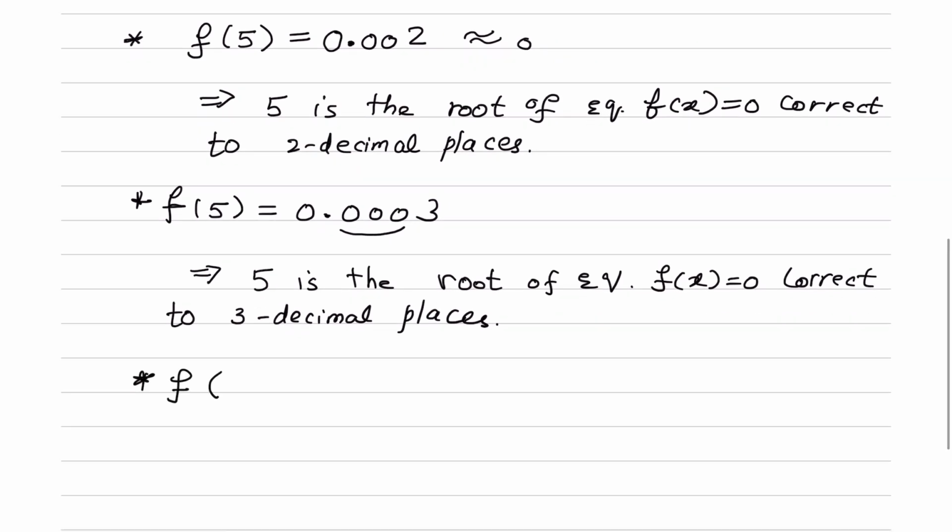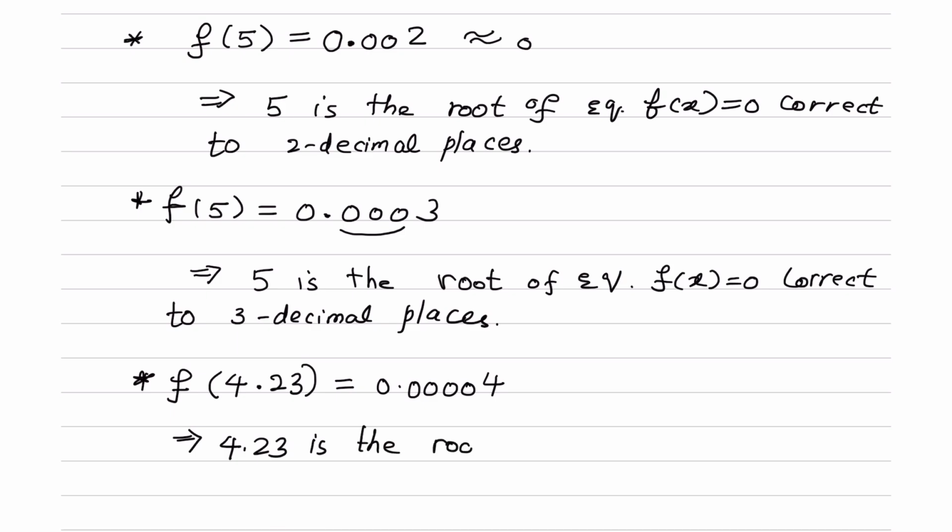Let's look at some other example. Let's say f of 4.23 gives you 0.0004. In this case, you will say that 4.23 is the root of equation f of x equal to 0 correct to how many zeros are there on the right of the decimal? 4. So it is a root correct to 4 decimal places.